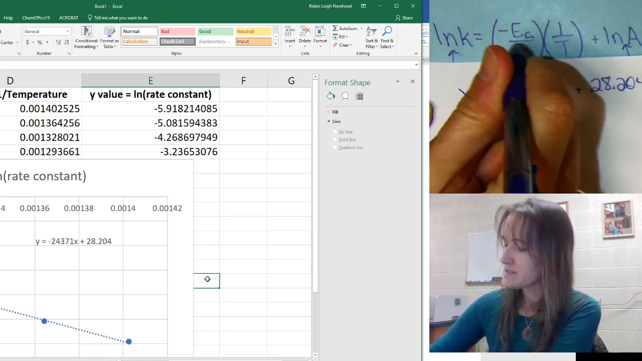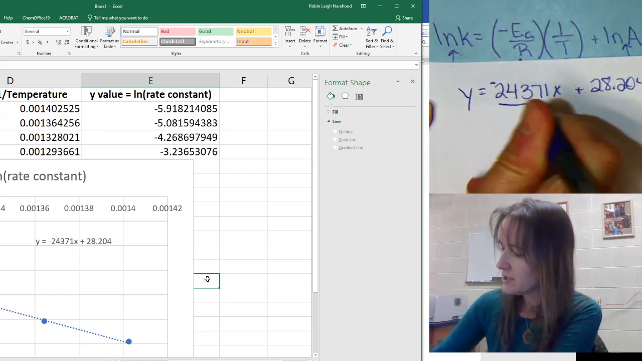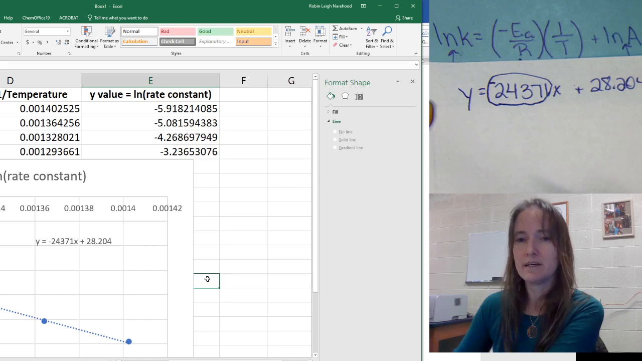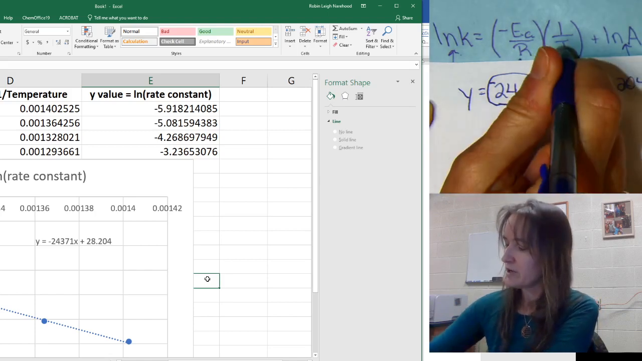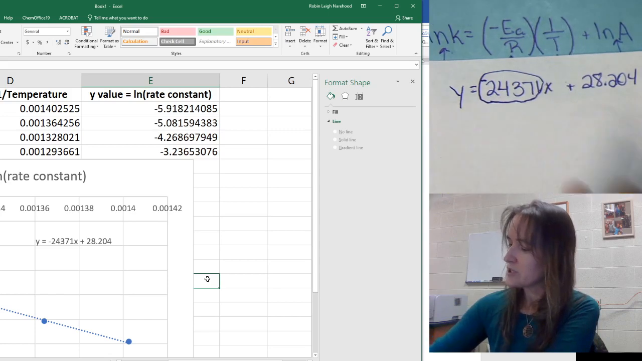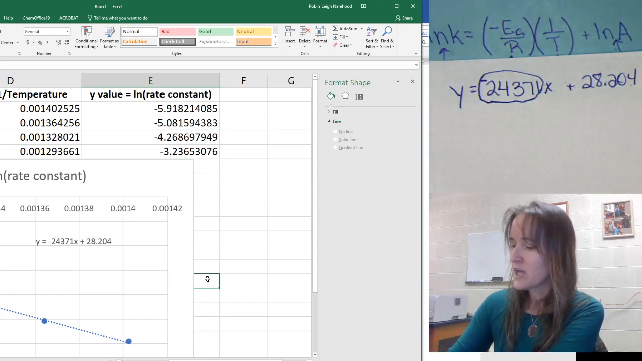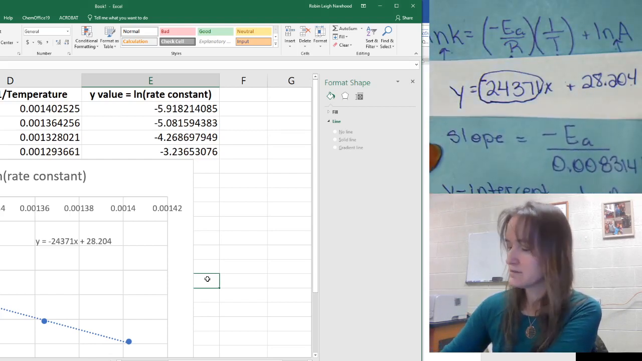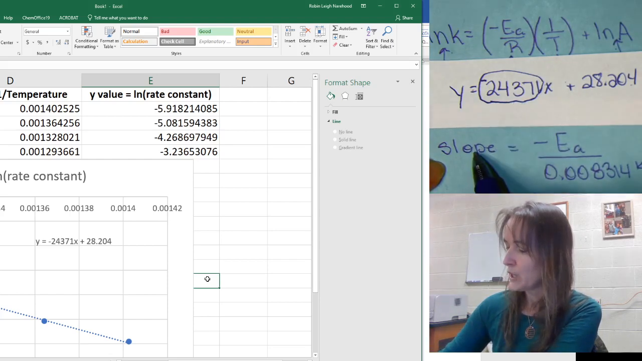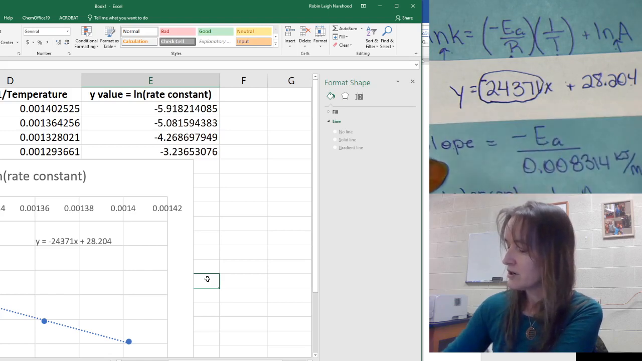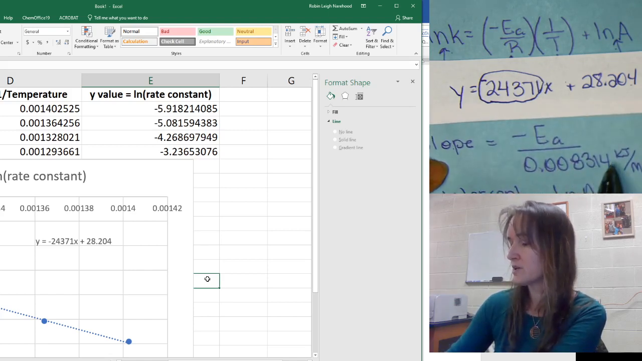Our slope is negative E sub A over R. So this slope is negative 24,371. That's the same thing as E sub A over R. Our x value was our 1 over temperature, and the 28.204 is the natural log of A. So if we just take our actual slope and plug it in right here, the slope will be our activation energy times negative 1 divided by R, and the gas constant for R is 0.008314 kilojoules per mole.